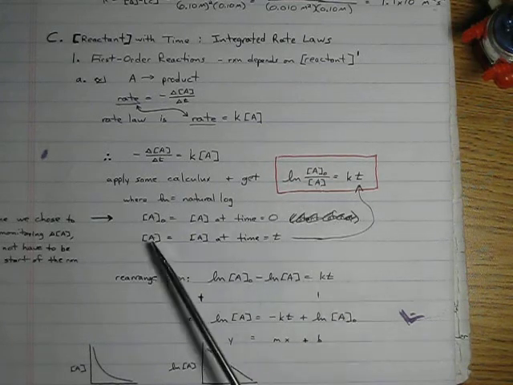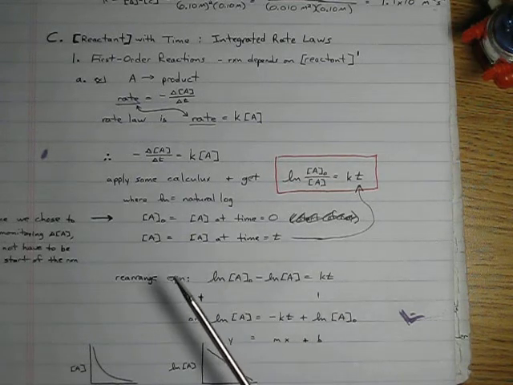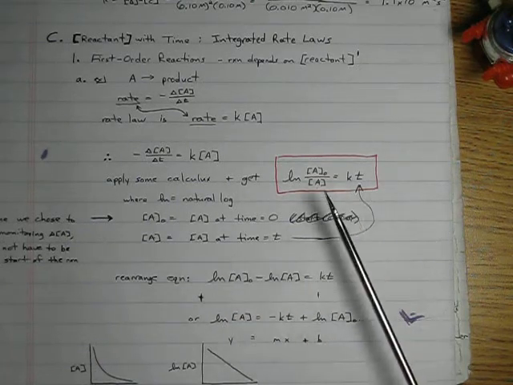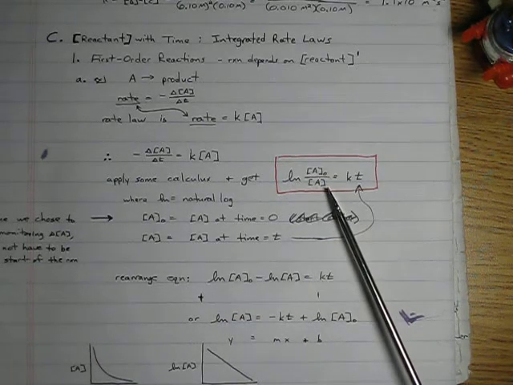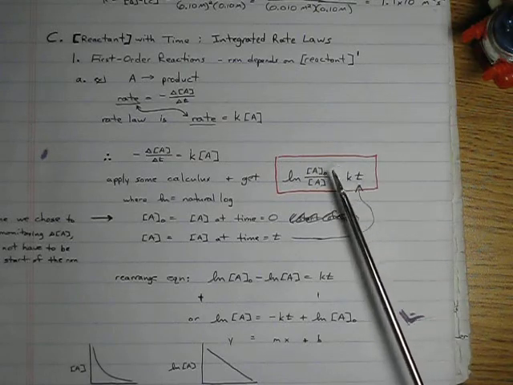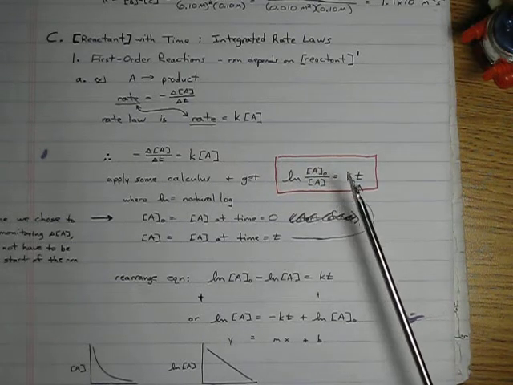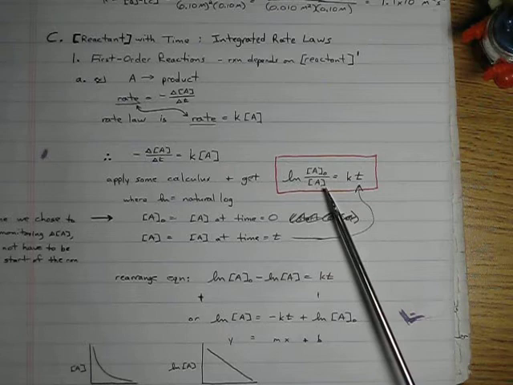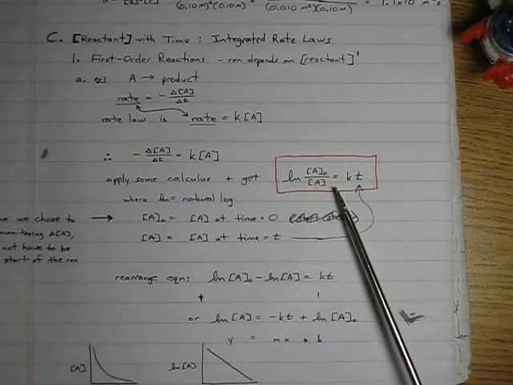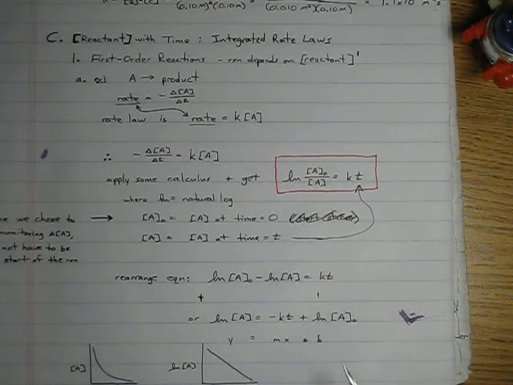Divided by concentration of A, that's the concentration of A at time t. You will see a lot of books have concentration of A with a little t under it. So concentration of A naught is our initial concentration. Concentration of A is just our concentration after this certain amount of time t. K is the rate constant and t is that time.